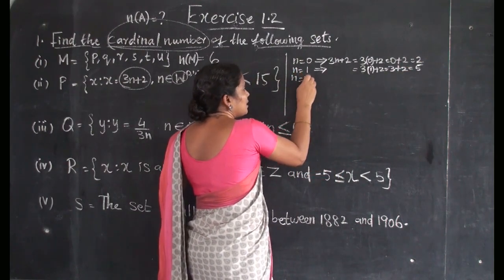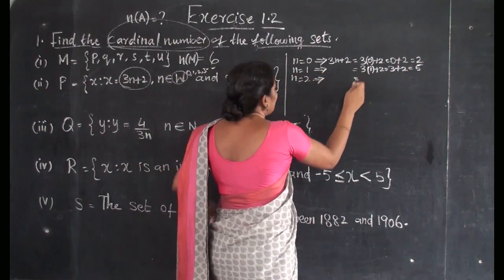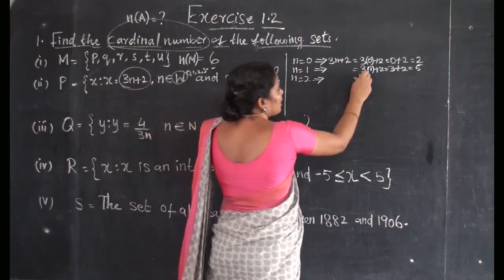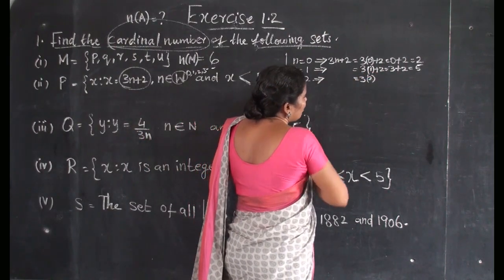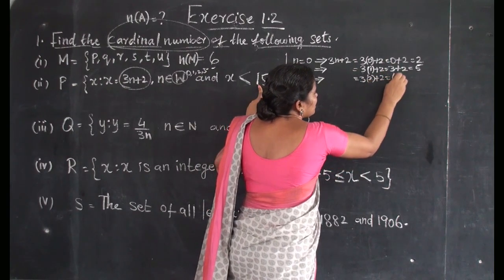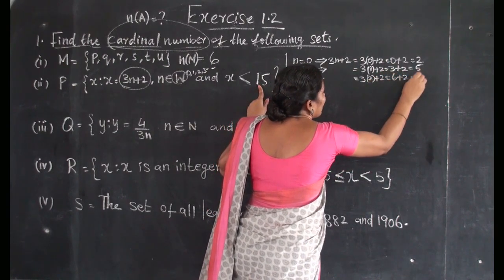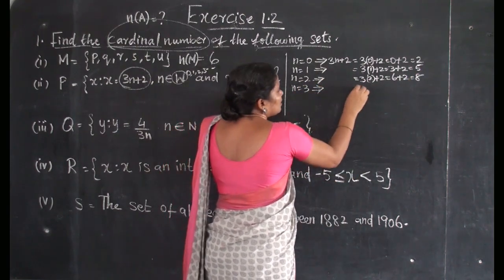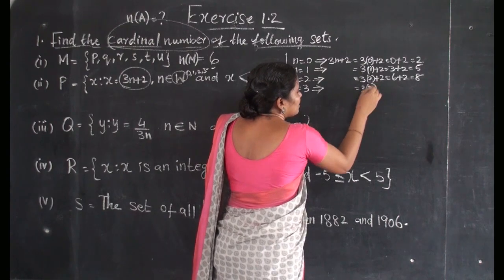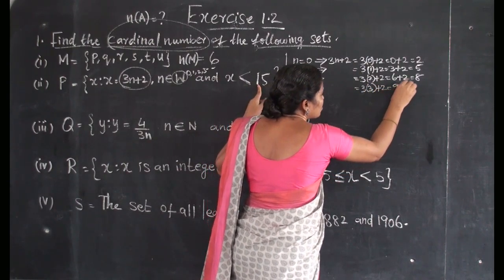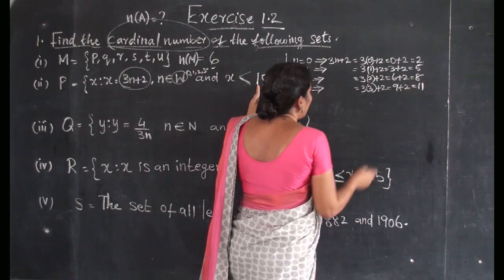Then again take n is equal to 2, till it satisfies less than 15. So 3 in the place of n, write 2 plus 2: 3 2s are 6, 6 plus 2 is equal to 8. And again n is equal to 3: 3 within bracket 3 plus 2, 3 3s are 9, 9 plus 2 is equal to 11.